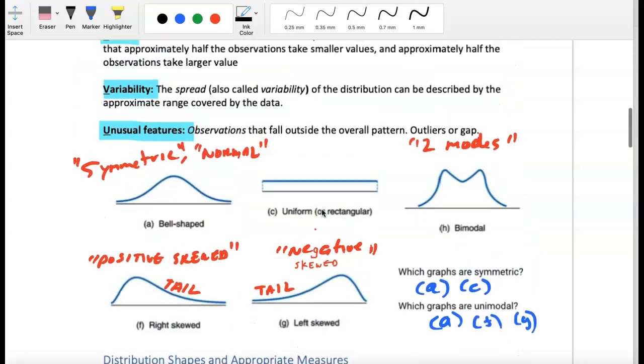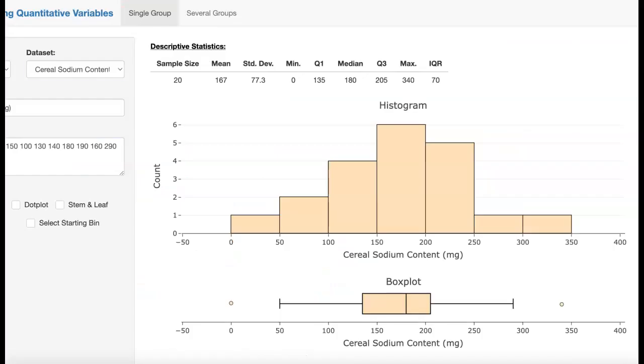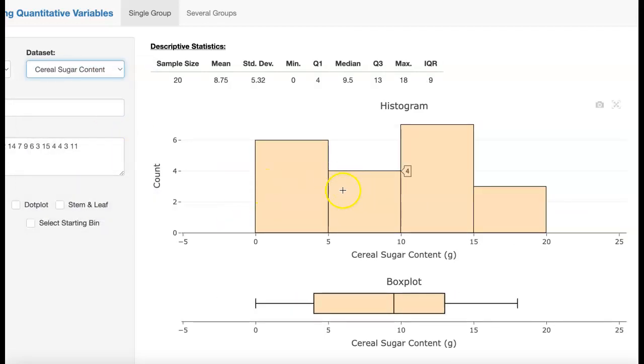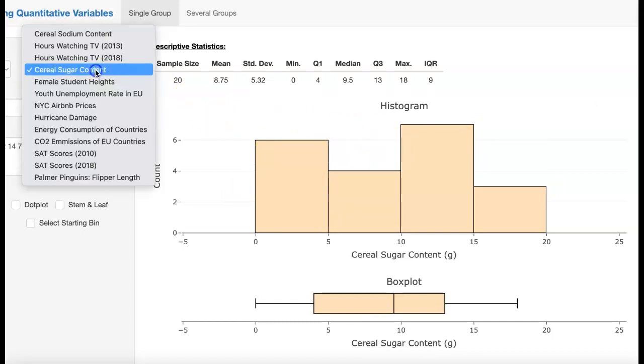So let me show you some examples, some specifics. This is from the StatCrunch, some sample data. Here's a shape, so that you start to see the shape in the histogram. The box plot also has shape too. You can kind of see how it's nice and symmetric. This would be kind of a normal. This is cereal sodium, so the amount of sodium in different cereals, 20 different cereals. Let's pick another one. How about sugar in cereals? And we look at sugar, it's a little bit more uniform, kind of flat. So kind of the same amount of sugar across various cereals.